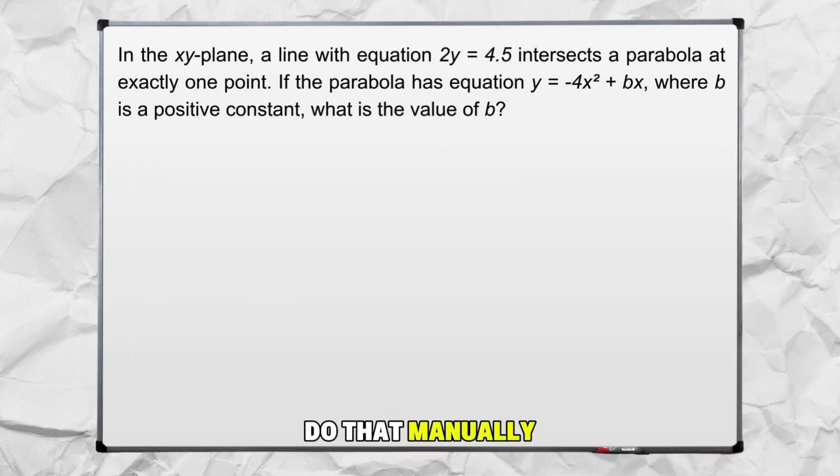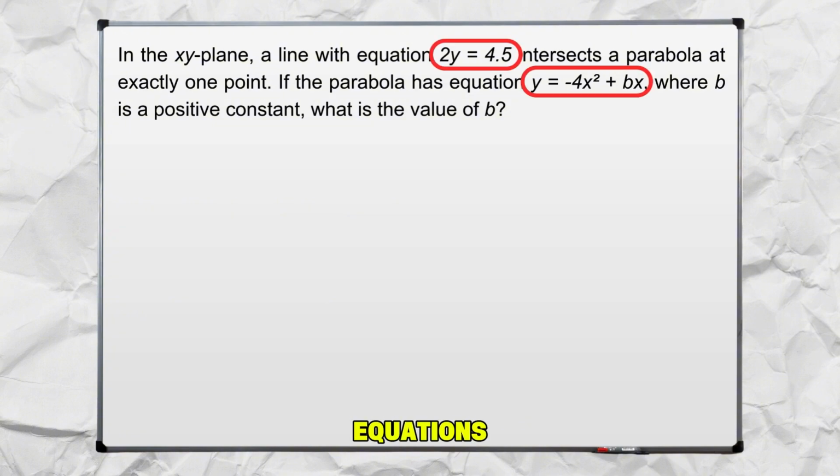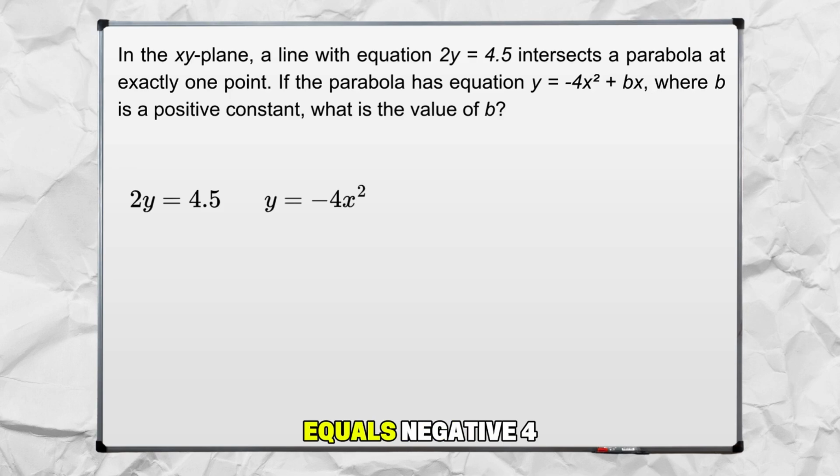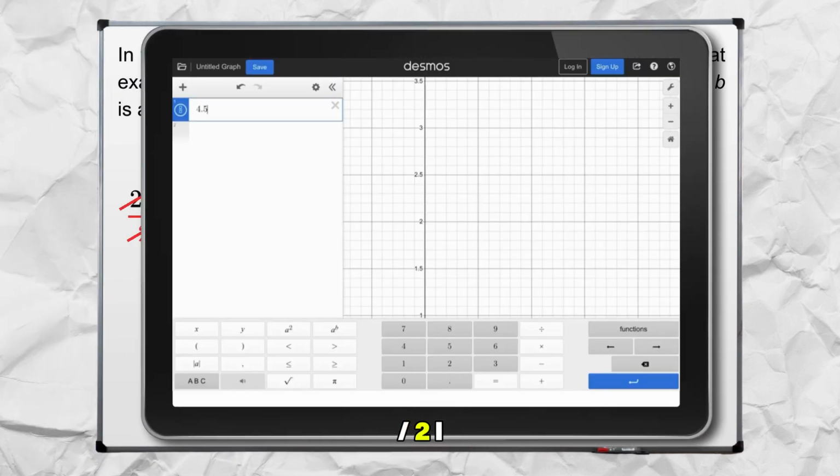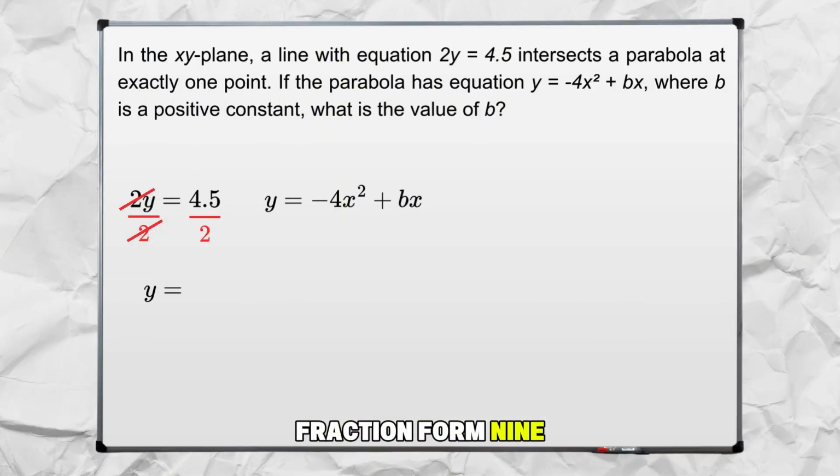How do we do that manually? Well, what we do is we take our two equations. I have my 2y equals 4.5, and my y equals negative 4x squared plus bx. I know that I'm looking for my b when it intersects at exactly 1 point. So here we would need knowledge about our discriminant. We'll go over that in a second, and how to set these two equations equal to each other. First things first, I want y by itself. So let's go ahead and get this y by itself. Divide by 2, y equals 4.5 divided by 2. I like to get it into fraction form, 9 over 4.